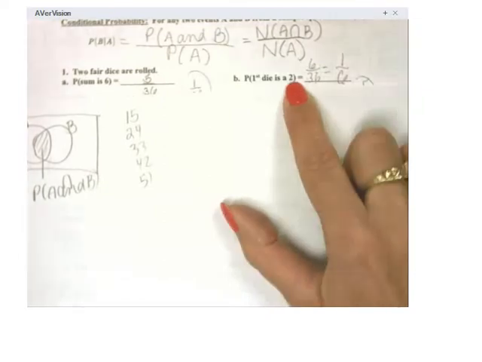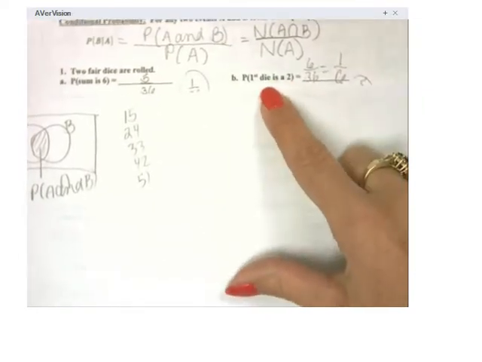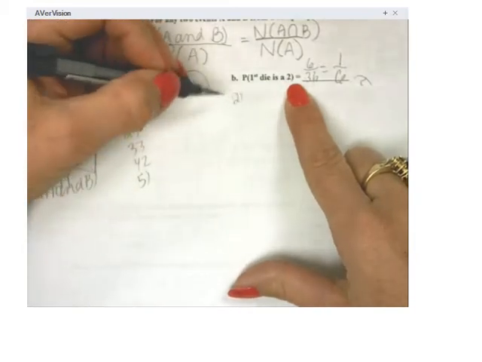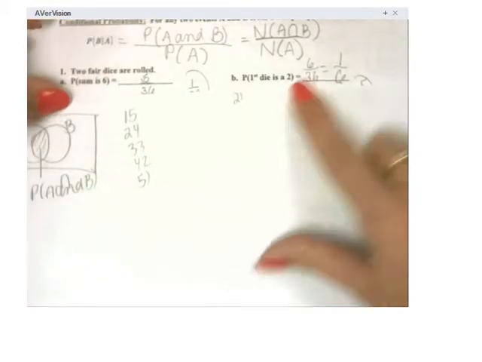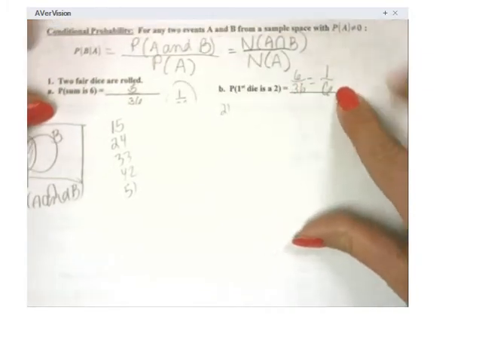Now I want to find the probability that if I roll 2 dice, the first die comes up a 2. And again, I have 2,1; 2,2; 2,3; 2,4; 2,5; 2,6. And so there are 6 ways out of 36 for that to happen, or a 1/6 chance of that happening.